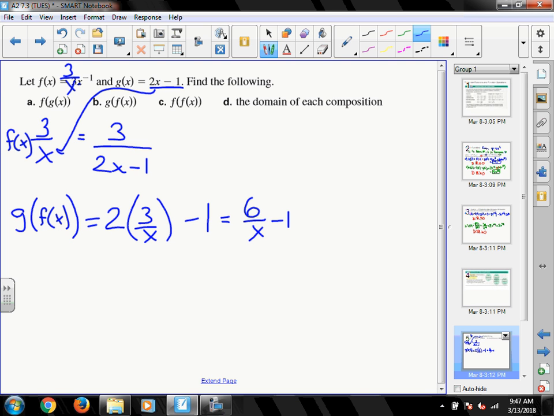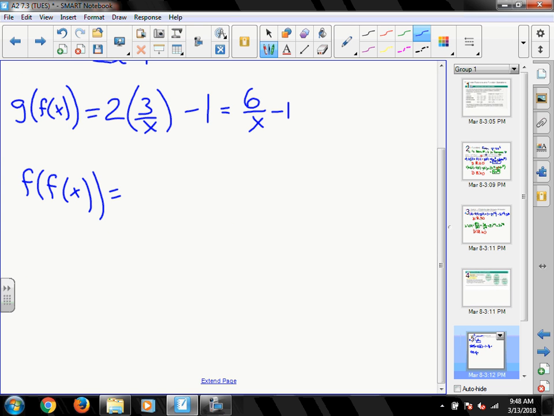C, f of f of x. F is going to be on the inside and the outside, okay? What this is saying is we're going to plug a function into itself. I'm actually going to use 3x to the negative 1 instead of the 3 over x. It's going to make things a little cleaner for us. Otherwise, we're going to get compound fractions, which people don't seem to like. We're going to have 3 times 3x to the negative 1 to the negative 1. Just a reminder, we're using f of x is equal to 3x to the negative 1.